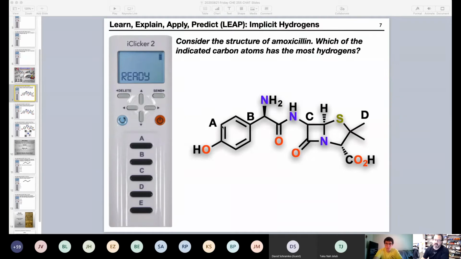This is an sp2 hybridized carbon. It has 3 sigma bonds, 1 pi bond. This is sp2 as well, but notice now there are no hydrogens. We're explicitly showing 1, 2, 3 sigma bonds, and the 4th is the pi bond. C and D are both sp3 hybridized, meaning they all have sigma bonds. The implicit hydrogen not shown here, there's 1, and then here we have 3 implicit hydrogens.